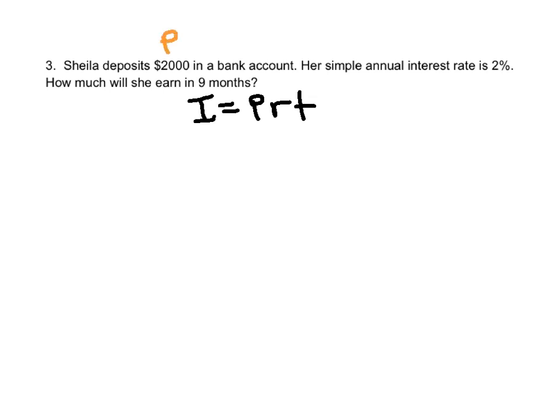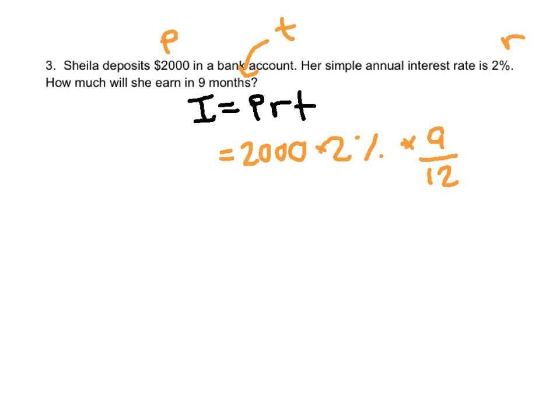And hopefully you identify the following as your PRTs. So this is your principal. This is your interest rate. And the 9 months, I'm just going to draw an arrow, is your time. Plug those in and I have I is equal to $2,000 times 2% times, well here, I have months. Now when you have a problem that's in months, you have to actually convert it into years. Now to convert months into years, you know that there are 12 months in a year, so I'm just going to write 9 out of 12. So again, to convert months into years, you want to just put it over 12 since there's 12 months in a year.